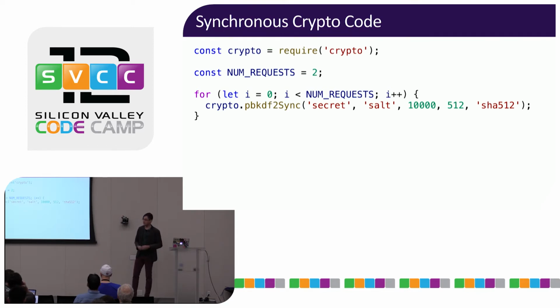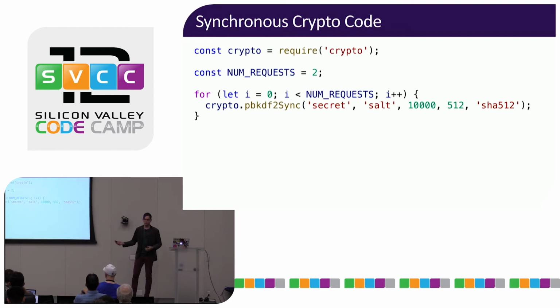What this code does right here is we are going to run this method twice. We're going to hash the phrase secret. We're going to give it a salt. We're going to do 10,000 iterations for a key length of 512 bits. If this doesn't make any sense to you, don't worry about it. It's not really that important for this example. The key thing is we're running this very CPU-intensive process twice, synchronously.